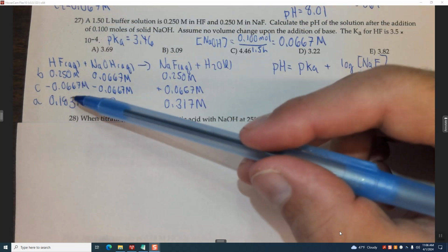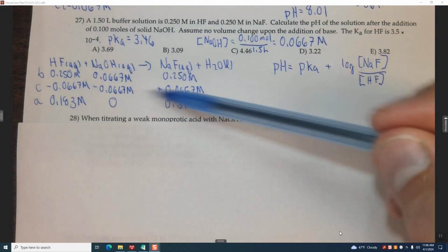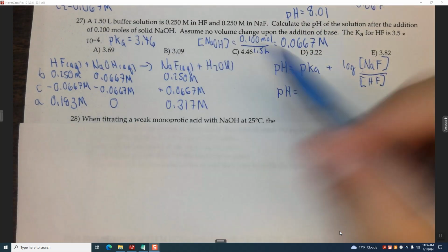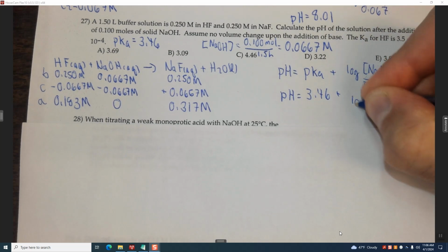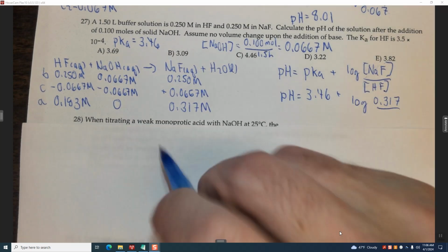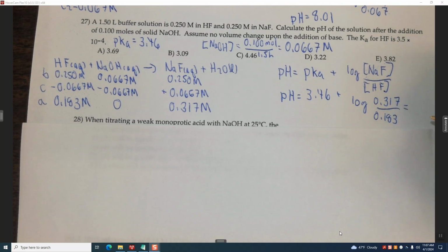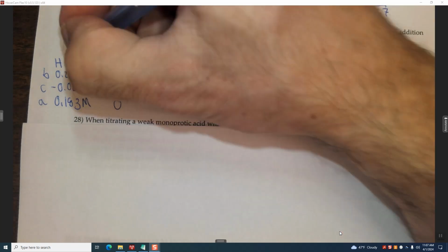But in this case, we ran out of the NaOH first, so now we have our after-the-reaction conditions. So we can find that the pH equals the pKa, which we found a minute ago by taking the negative log of the Ka, 3.46, plus log of NaF, which is 0.317, divided by HF, which is 0.183. And when we do that math, we find that the pH is going to be 3.69, which is choice letter A.